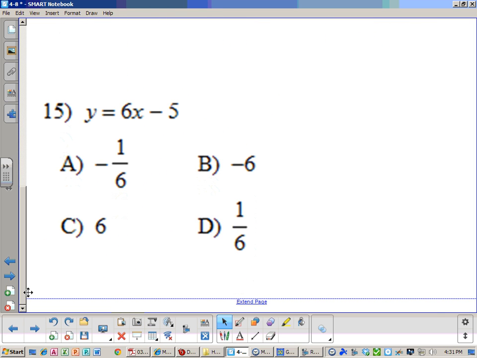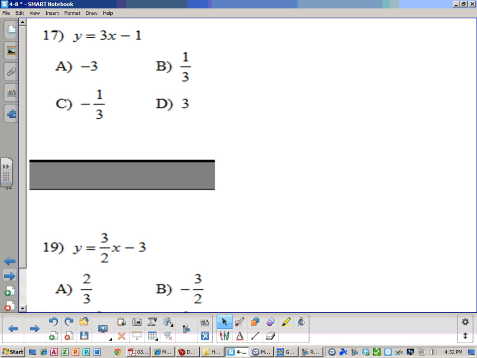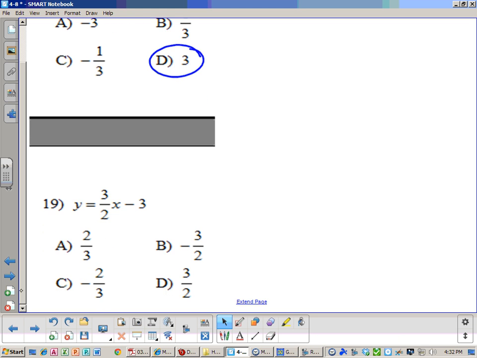15. The slope of this line is 6, so I just look at the answer. There's 6. It's that easy. Parallel lines have the same slope. 17. There's 3. So I'm going to say, there's 3 again. Parallel lines have the same slope. 19. The slope for this problem is 3 over 2, the number next to x. So parallel lines have the same slope, thus this also has 3 over 2.